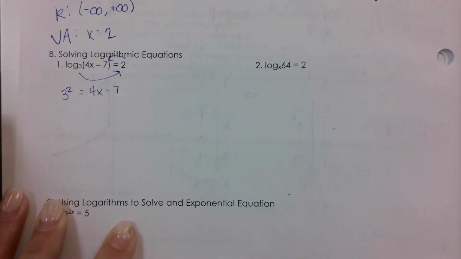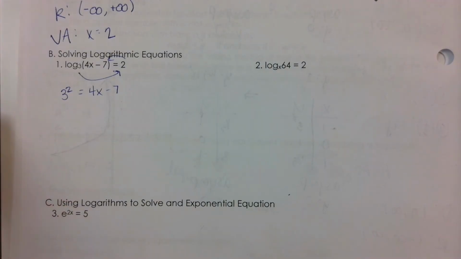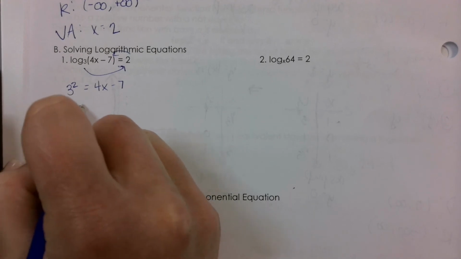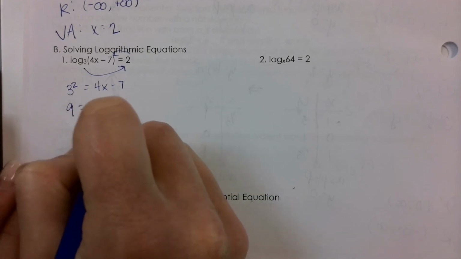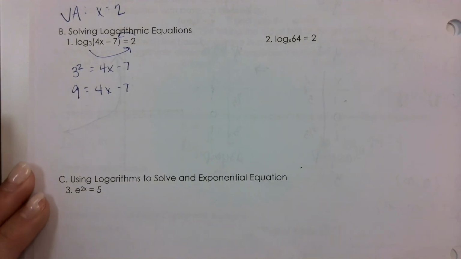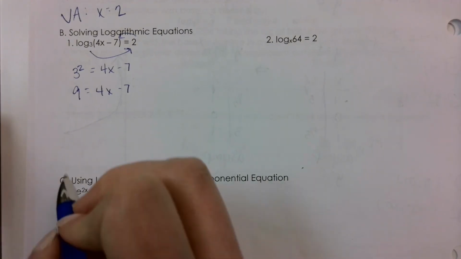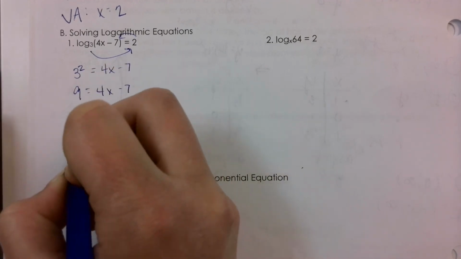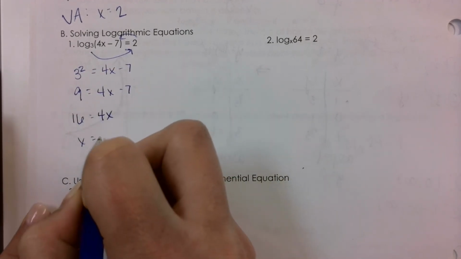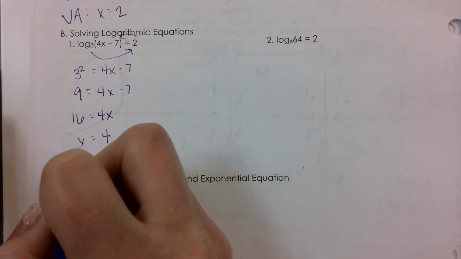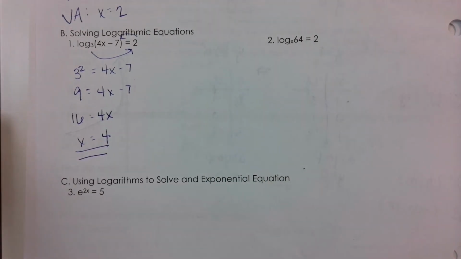Okay, cool. So we're going to go and solve log equations. So these are easy because there's not logs on both sides, so you can just do around the world and set it up from there. So we can say 3 squared equals what? 4x minus 7. Is that okay? So what is 3 squared? 9 equals 4x minus 7.